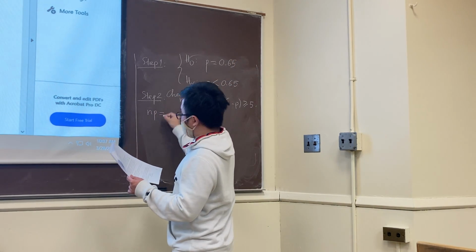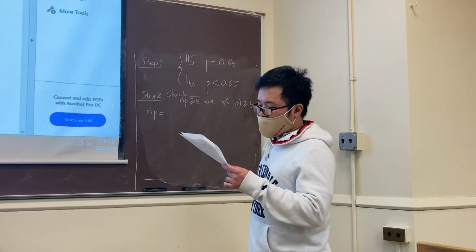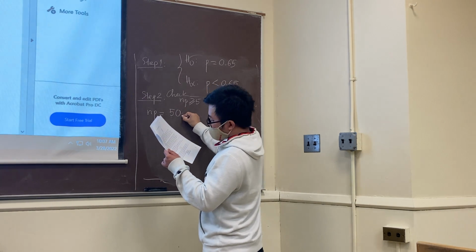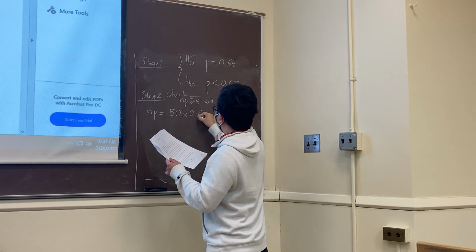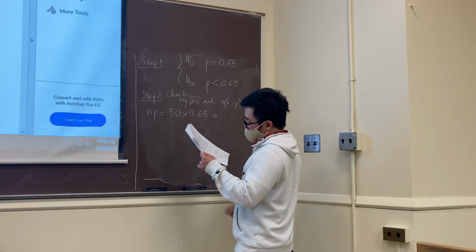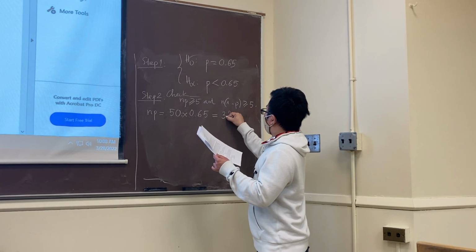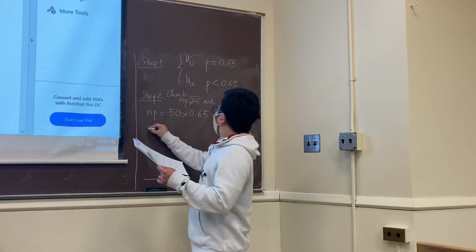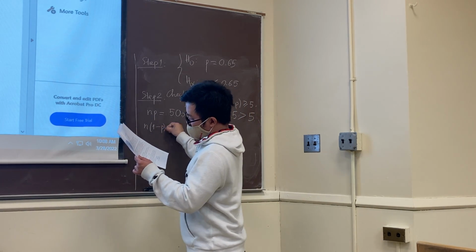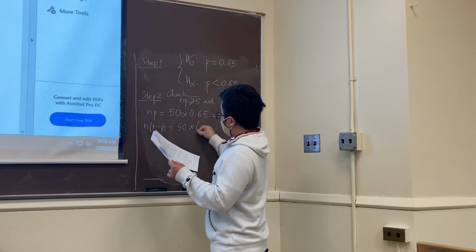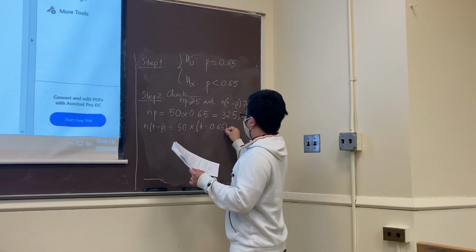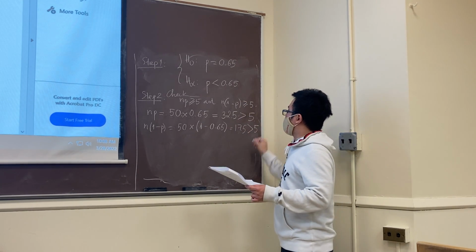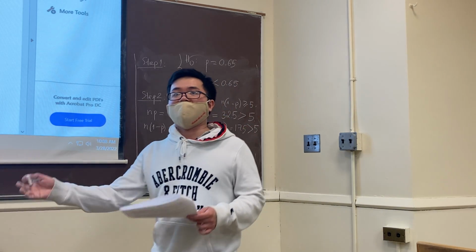What is n here? n here is 50, right? And p here is 0.65. So this number is 32.5, so it's greater than 5. And n(1 minus p) here is 50 times 1 minus 0.65, so it's equal to 17.5, which is also greater than 5. So the condition is satisfied.